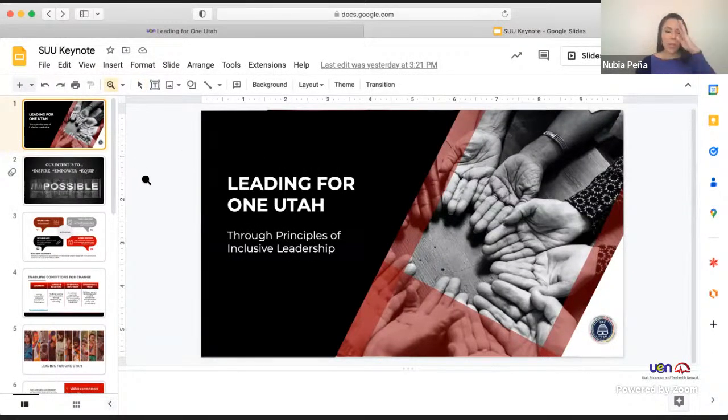So for Leading with One Utah through principles of inclusive leadership, what we want to do as we engage with our various partners across the state is bring awareness to how, as an administration, we're prioritizing these principles that are oftentimes deeply politicized. But what we're asking people to do is to quiet the noise, come back to center, and ask the question: what is our mission? What is our purpose?